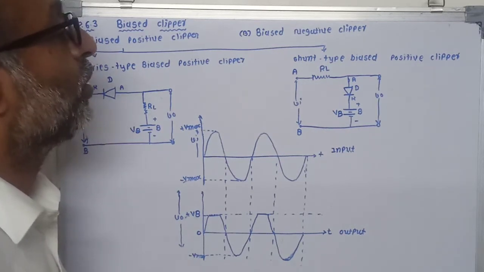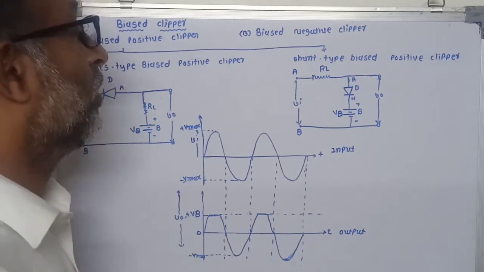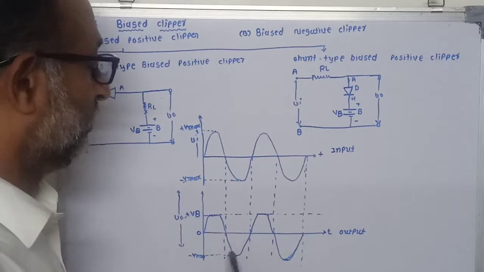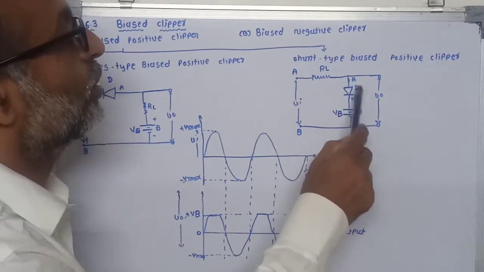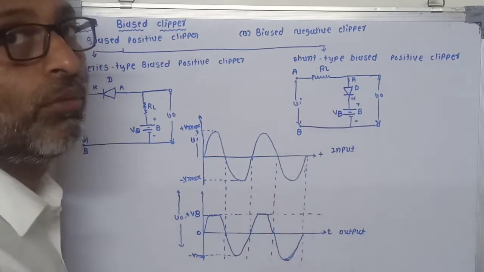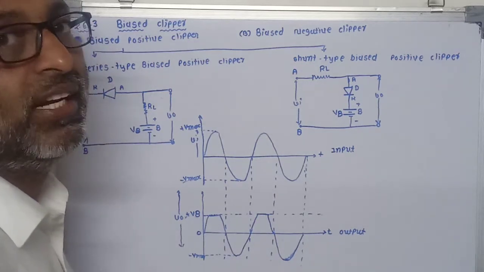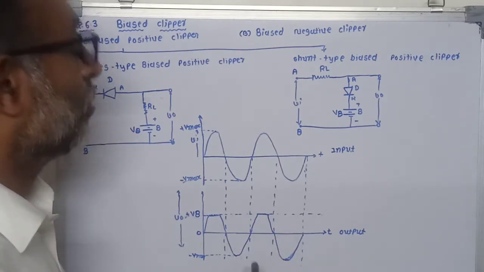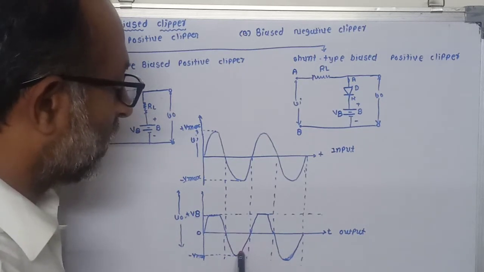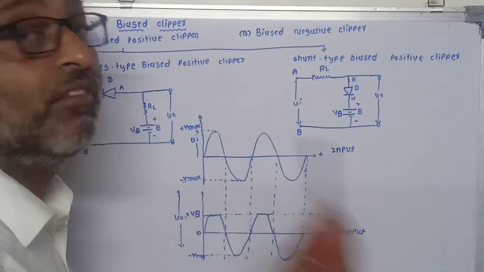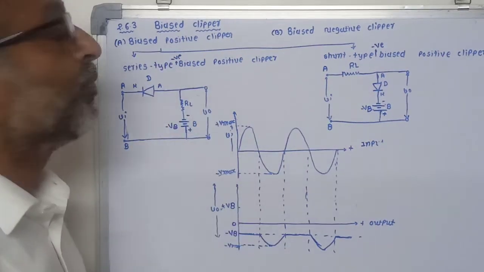That means there is no effect of the input voltage on the battery voltage. So during this whole negative half cycle, it is in reverse bias condition. That means it acts as an open circuit. So whatever your input voltage is, it is reflected on the output side, and you will get the output voltage. So you can say that during the negative half cycle, the whole negative waveform is available at the output side. This is the negative biased positive clipper.